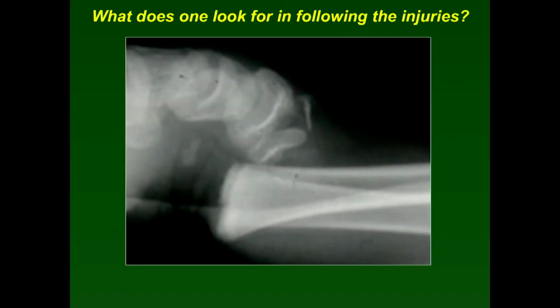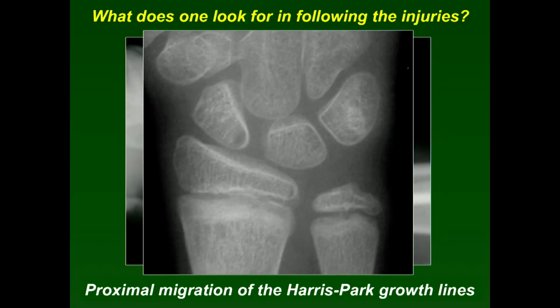So what do you look for following the injuries? Here you've got this one, you reduced it, and it looks good. What do you look for? How do you know that it's growing? An open physis. An open physis, what else? The hair. Yeah, that's right.